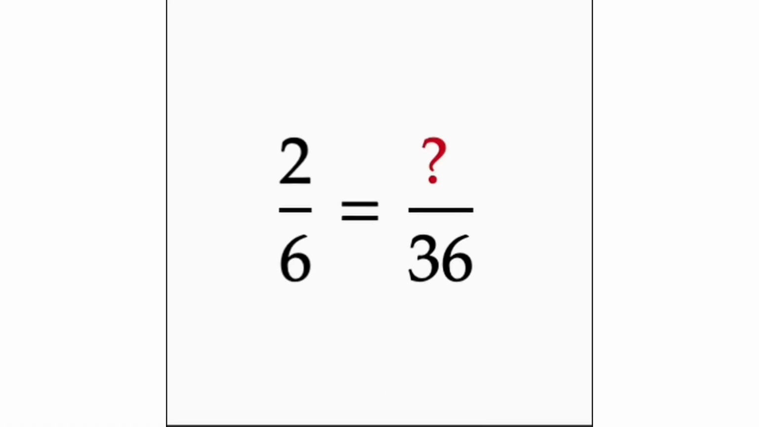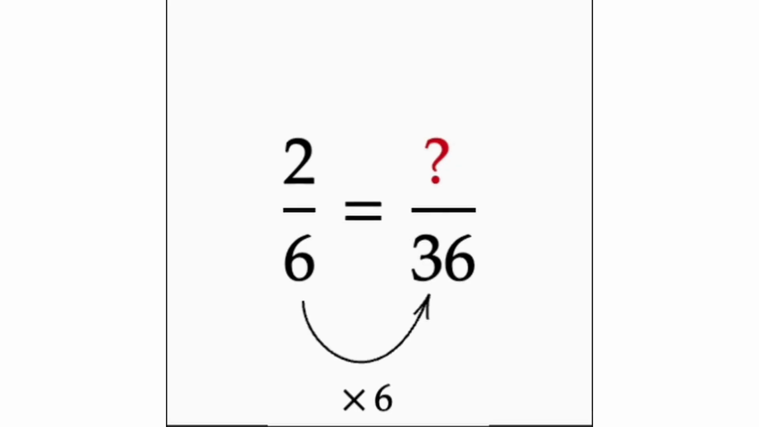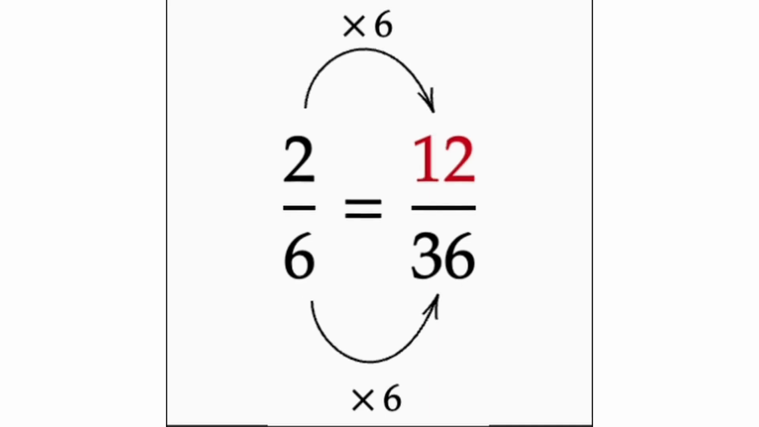So can you do 2/6 is equal to something over 36? To go from 6 to 36, you multiply by 6. As you're multiplying the denominator by 6, to keep it equal, you also need to multiply the numerator by 6. 2 times 6 equals 12. Therefore, 2/6 is equal to 12 over 36.